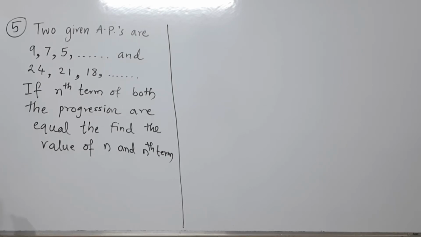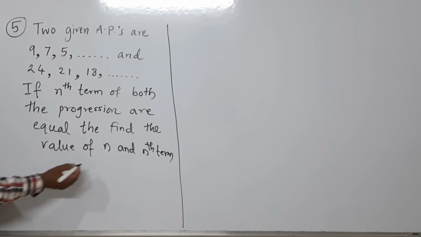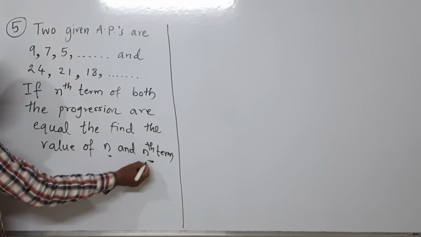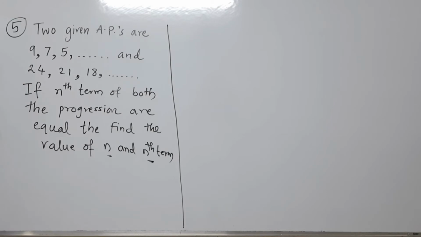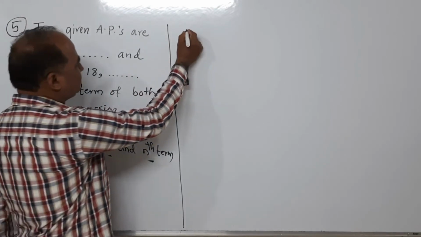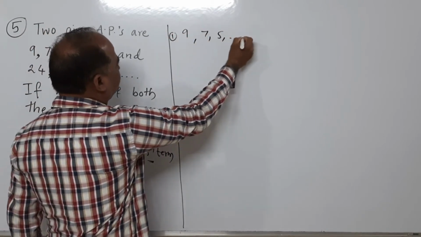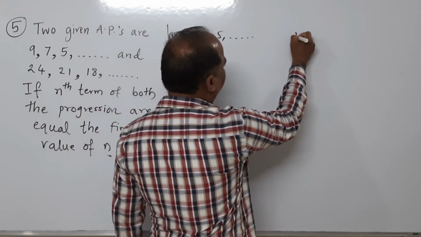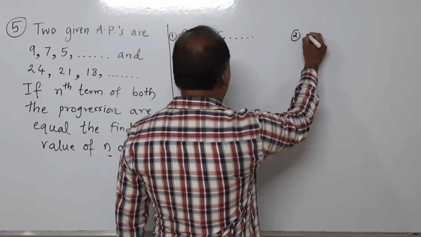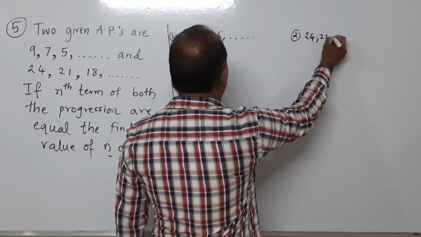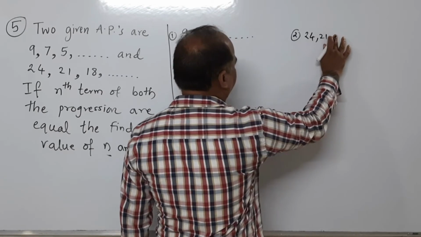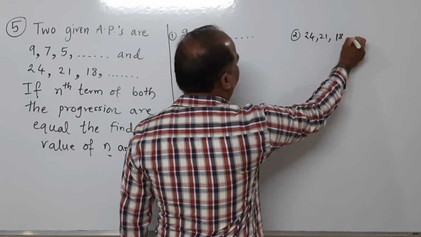For example, two given APs are 9, 7, 5 and 24, 21, 18, and so on. If the nth terms of both these progressions are equal, then we have to find the value of n, and what the nth term is. So here the first AP is 9, 7, 5, and the second AP is 24, 21 and 18.